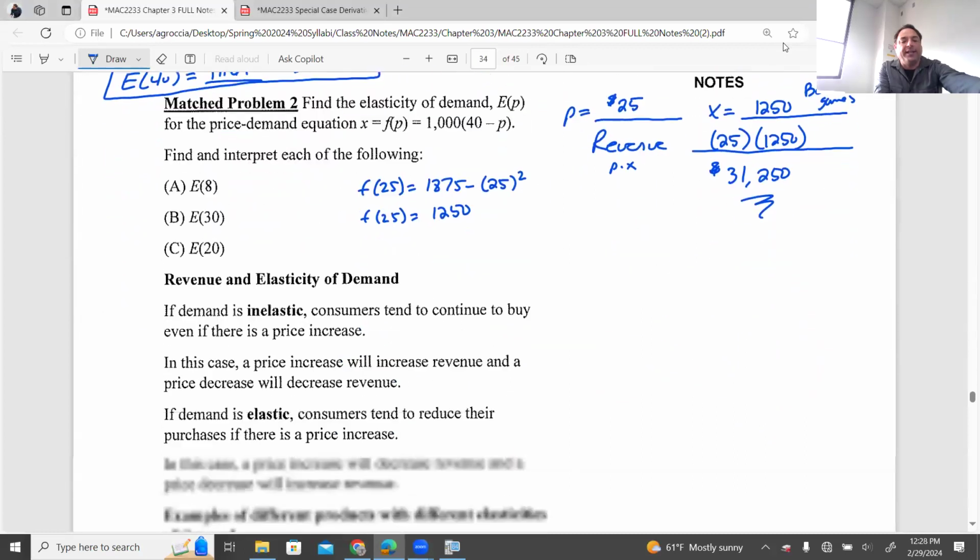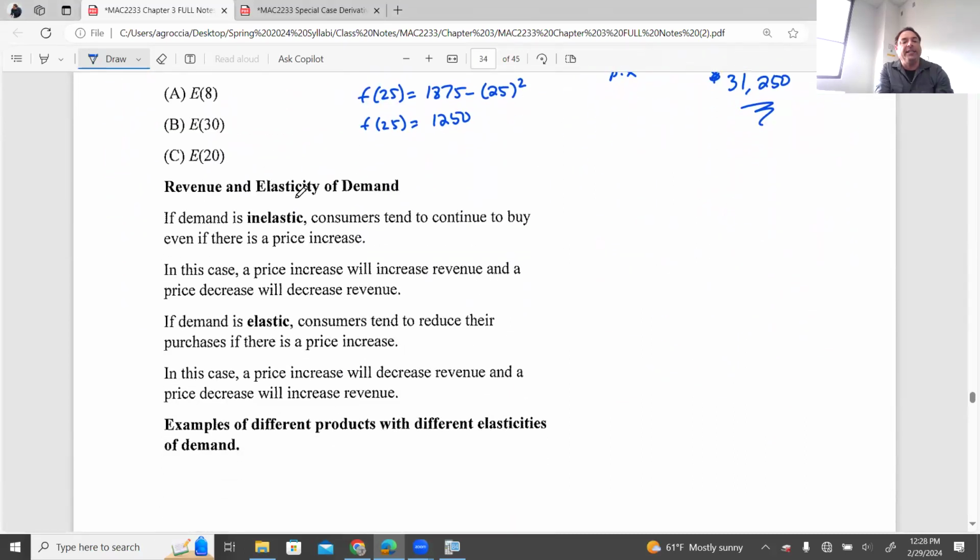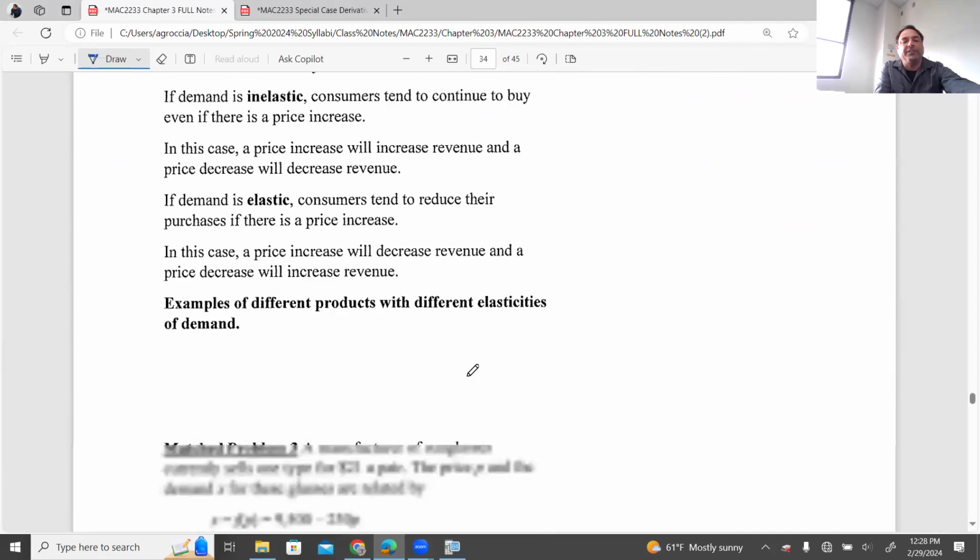So to summarize, remember, if the demand is inelastic, consumers tend to continue to buy even if there's a price increase. In this case, a price increase will increase revenue and a price decrease will decrease revenue. If demand is elastic, customers tend to reduce their purchases if there's a price increase. In this case, a price increase will decrease revenue and a price decrease will increase revenue. Okay, so it gives you a nice little idea.